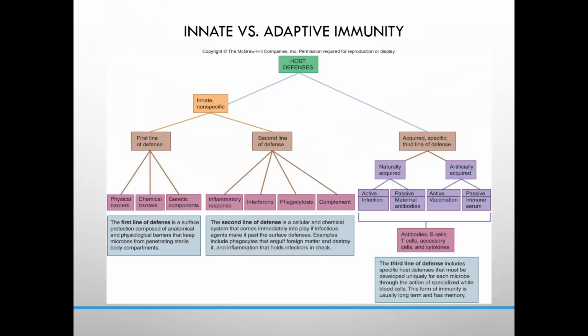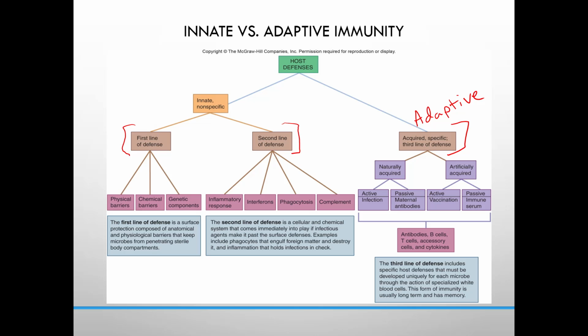There are different types of immunity. We have innate, which are non-specific forms of immunity, and acquired, which are specific forms of immunity. Innate consists of the first line of defense and the second line of defense, while acquired, also known as adaptive immunity, consists of the third line of defense. So I'm going to give an analogy to the immune system and the first, second, and third lines of defense. But first I'm going to give brief definitions to these.